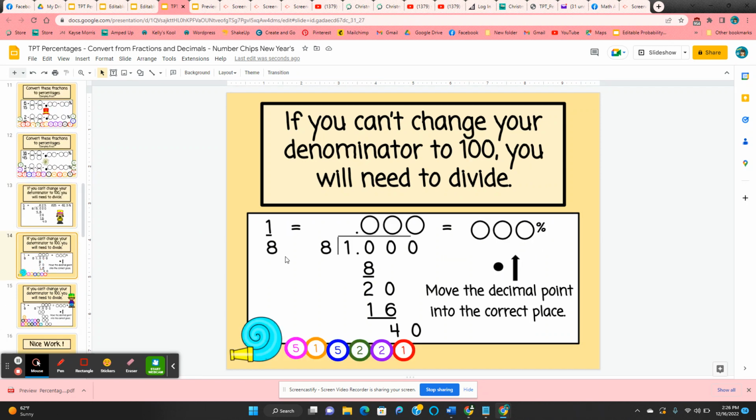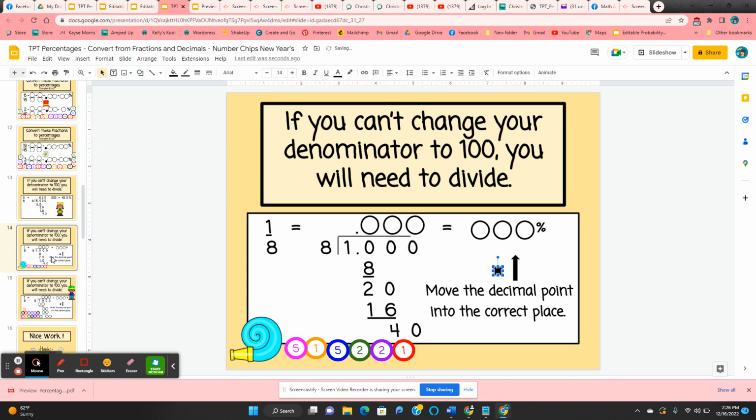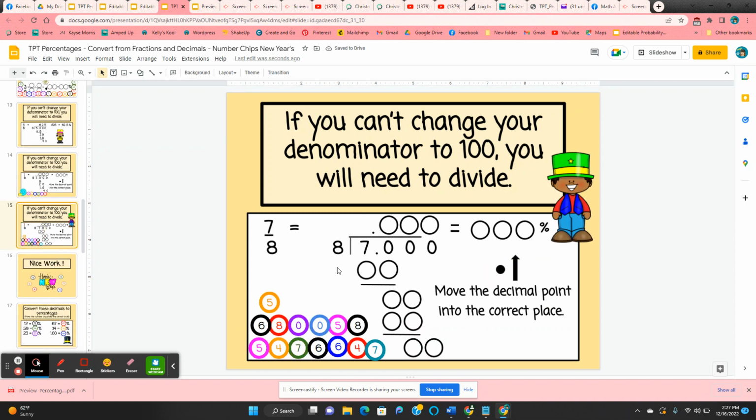Now the next one is a division problem also. Most of it's done for them, but they have to use these 6 numbered chips to figure out the answer. And they also have to move their decimal point into the correct place. So that decimal point is movable. And on the final slide, they're going to be doing all of the division and using every single number chip and also moving the decimal into the correct place in their answer.